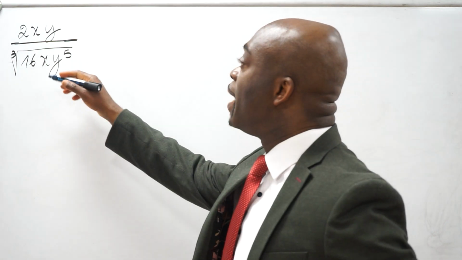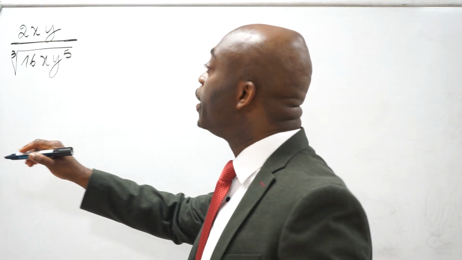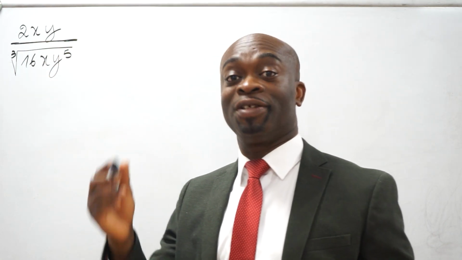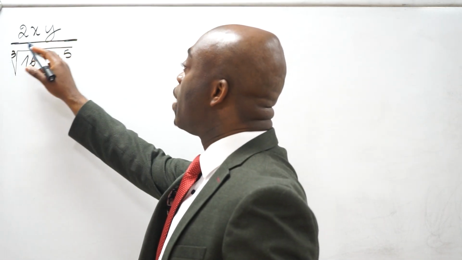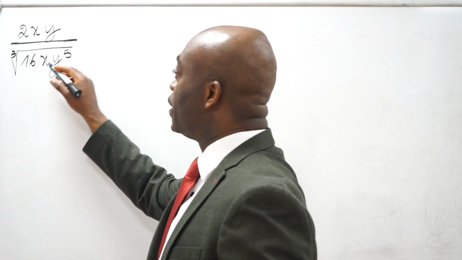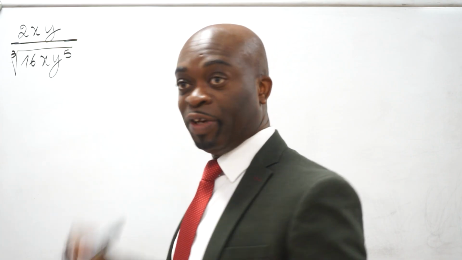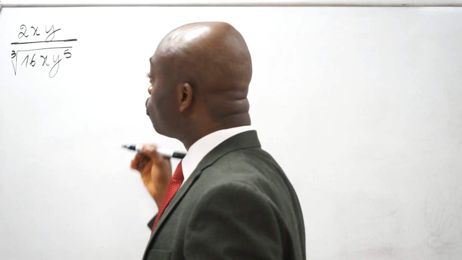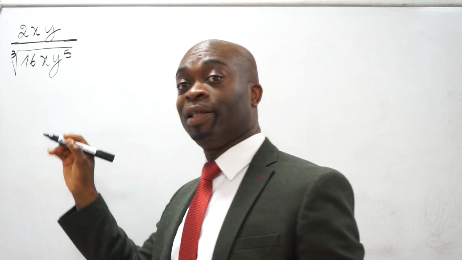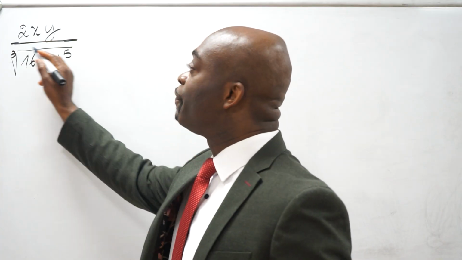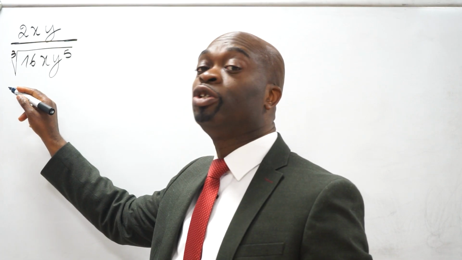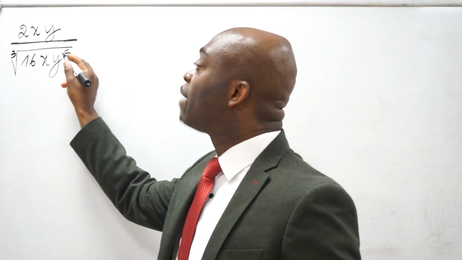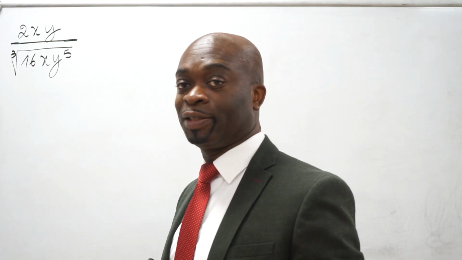Let's simplify this rational expression by rationalizing. So we have 2x times y divided by the cube root of 16xy to the 5th power. Now to rationalize it, that means at the end of the day, we do not want any radical at the bottom of the fraction, at the denominator. We do not want the cube root.